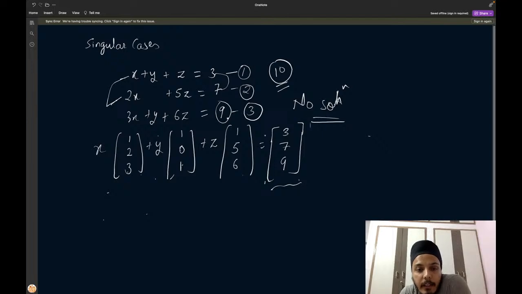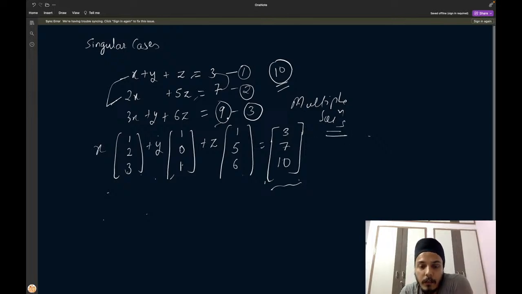Now instead of 9, if we write 10, adding of these two rows gives us the last row. So instead of no solutions, we will have multiple solutions, because one of these variables will be a free variable, and then we can have multiple solutions in this case.